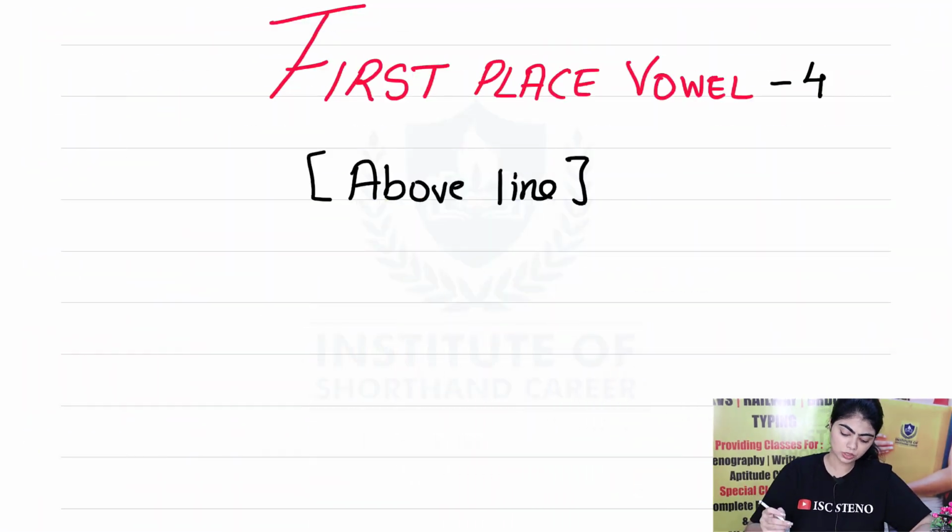Before this we have covered the second place vowel topic. I hope you have seen that video, and today we are starting with this new one. Basically, first place vowels are of four types. There are four sounds that come in the first place vowel, and the main characteristic is that it is above line. You have to make this vowel above line. So I would be starting now.